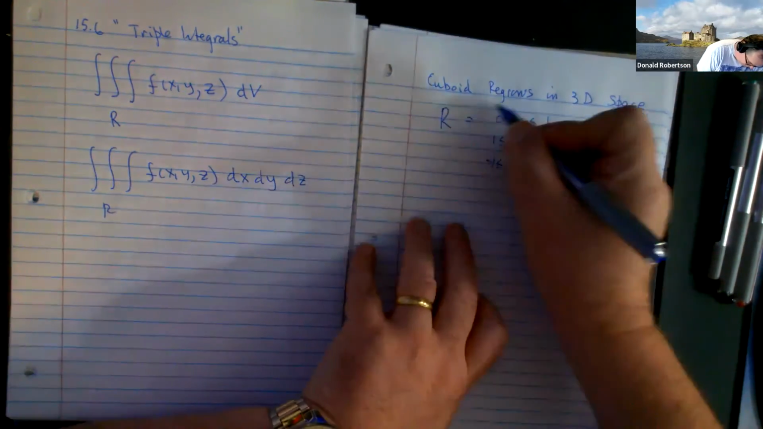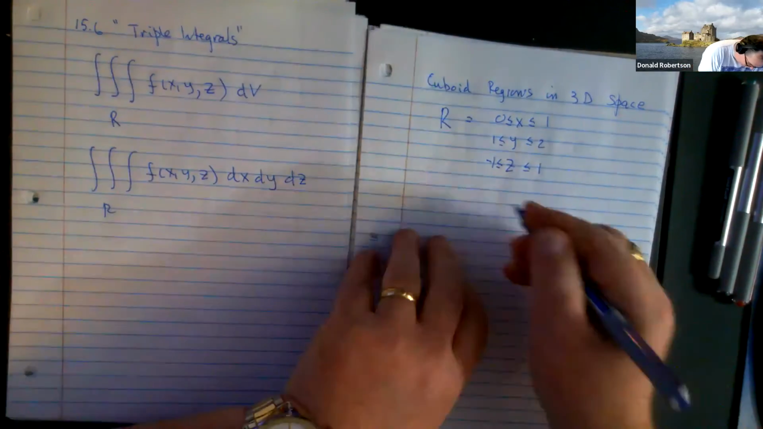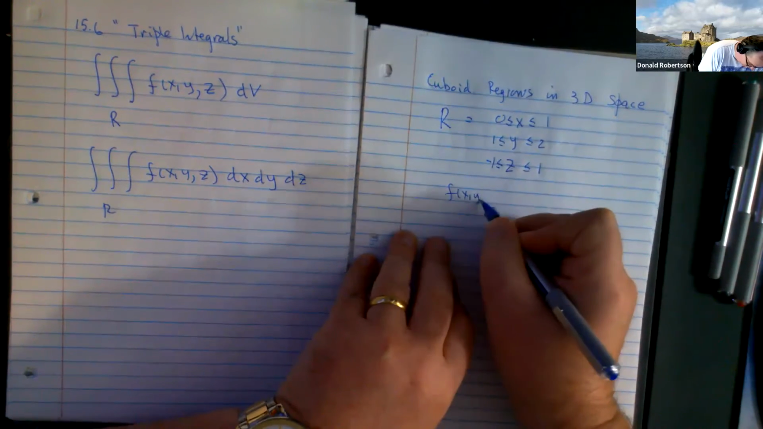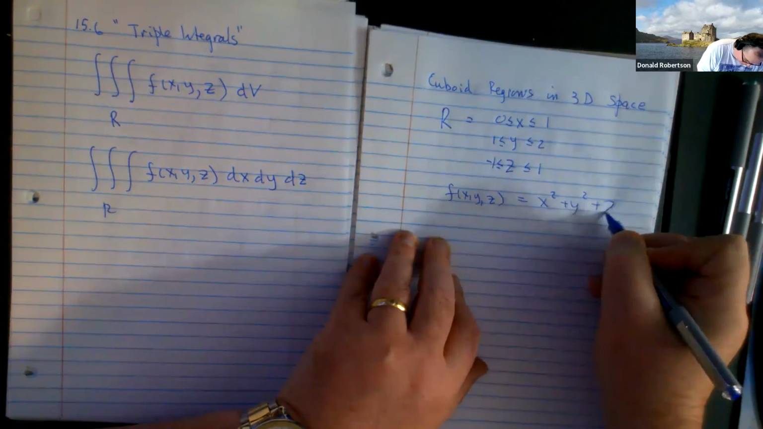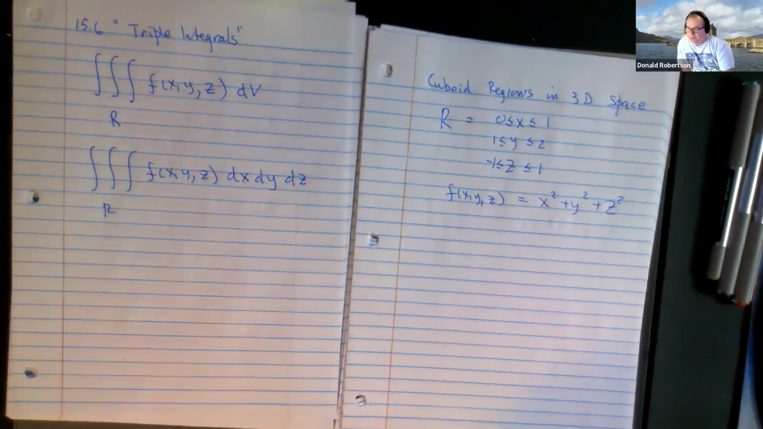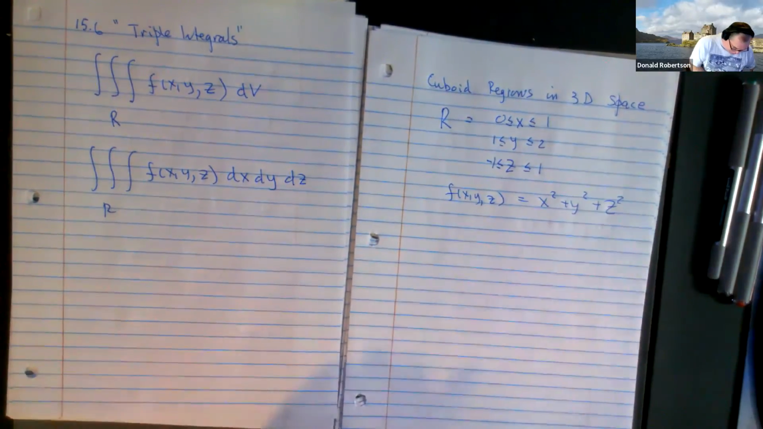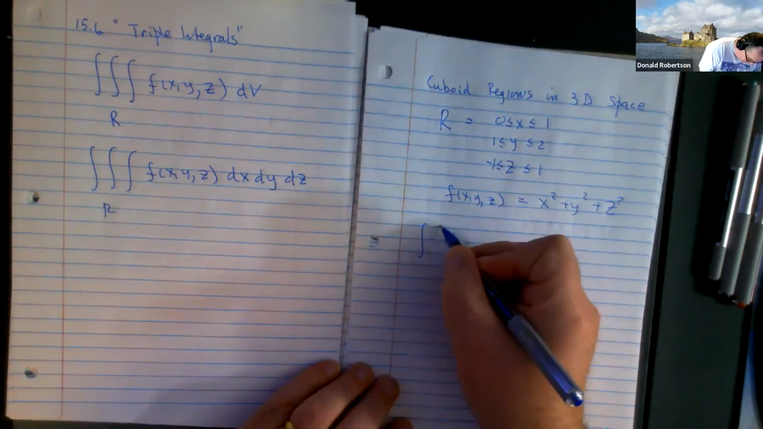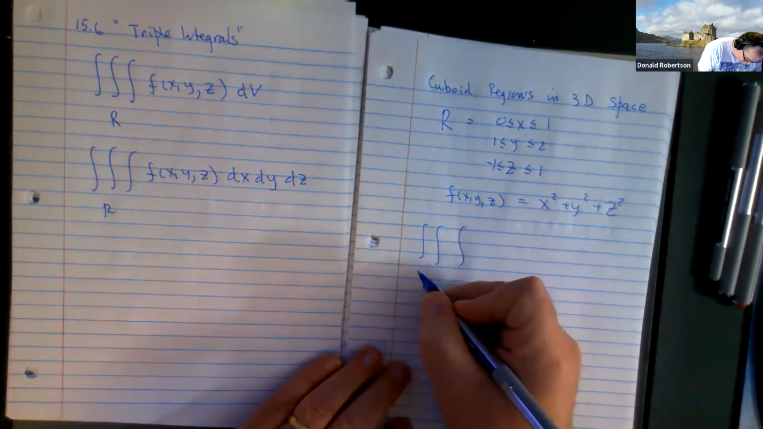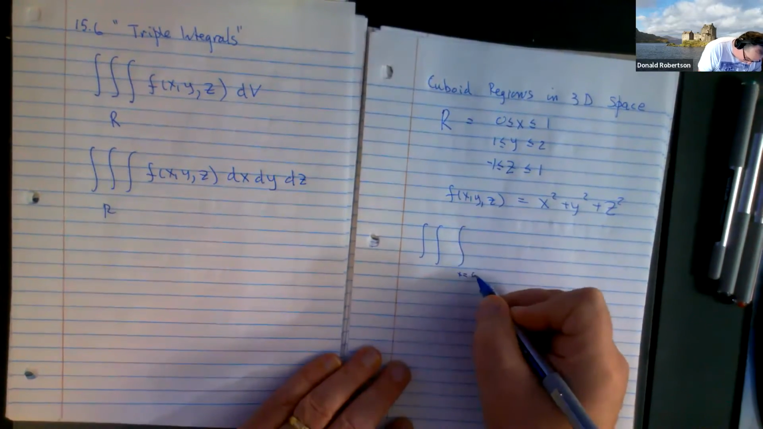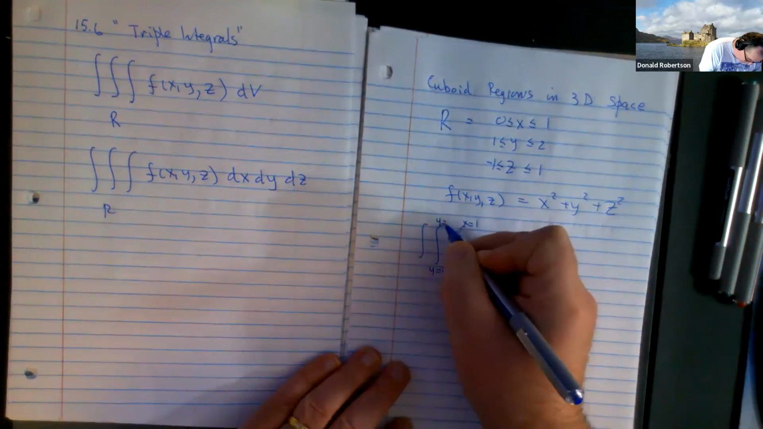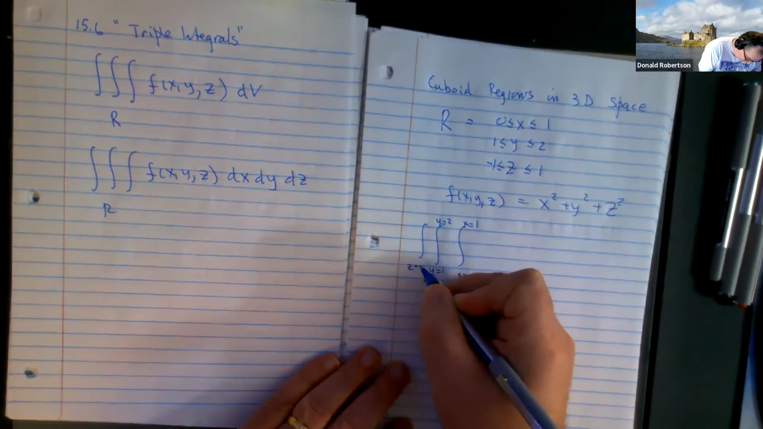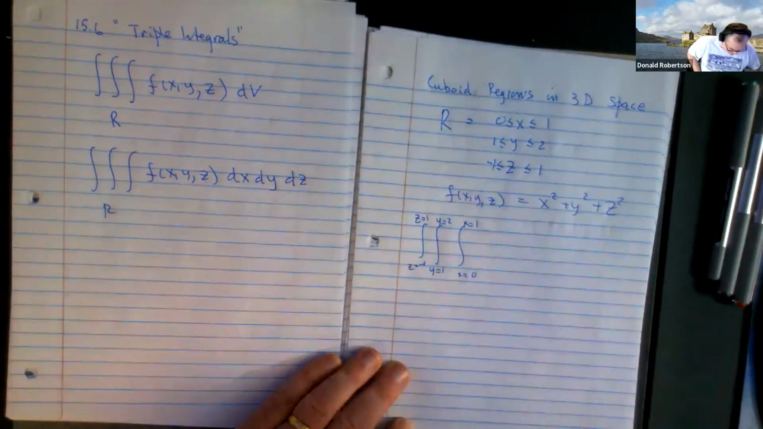So let's suppose that in this region here, my function f of x, y, z is x squared plus y squared plus z squared. Could be anything, but in this case, I'm making it that. Now, what we're going to do then is find the triple integral, and it's going to go from x equals 0 to x equals 1, y equals 1 to y equals 2, and z equals -1 to z equals 1.